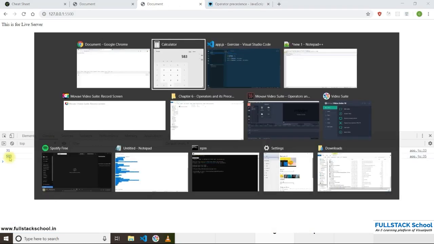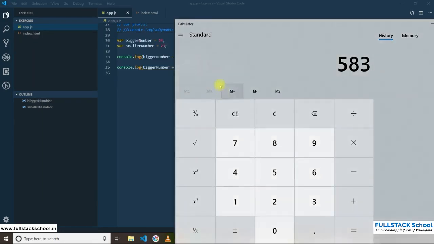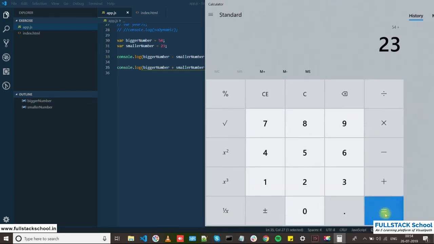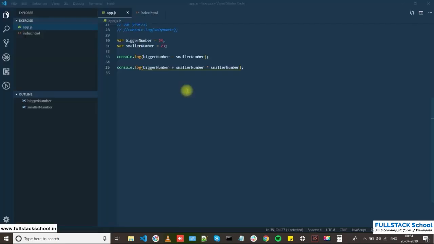Okay, so if your business logic is something like you have to first add the bigger number and smaller number, then multiply: bigger number is 54 and the smaller number is 23, which gives you 77, and if you multiply that with smaller number, you will get 1771, which was not printed on the screen. That's because multiplication happened first, then addition happened.